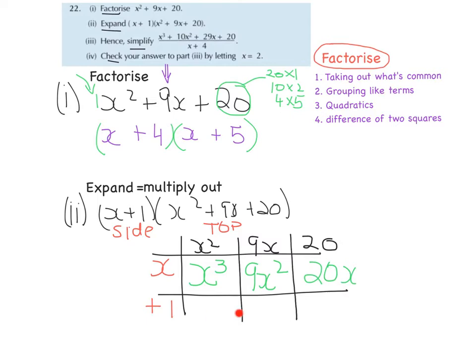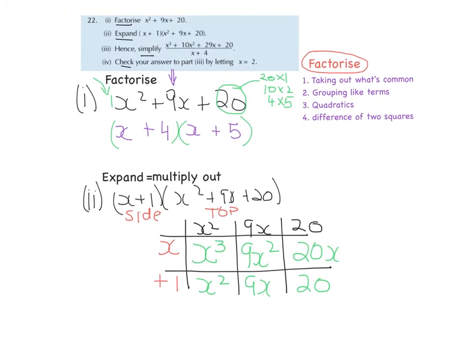I'm then on to the second row down here, and I have x squared by 1, or 1 by x squared, and it'll just remain the same, x squared. 1 by 9x gives me just 9x, and this actually will be an easy line. And 1 by 20 will give me 20. Okay, so once I've worked out that, I need to bring my like terms together.